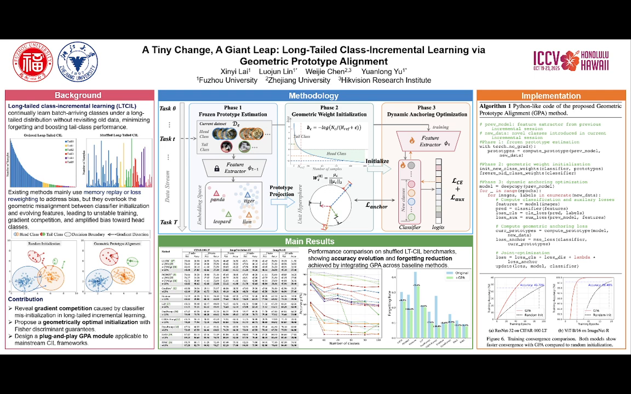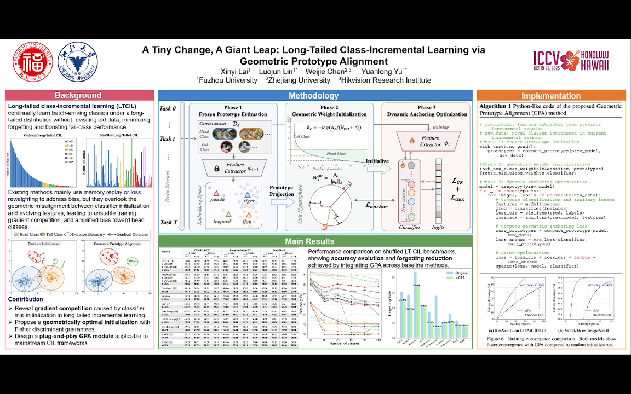Finally, let's look at Figure 6, which provides a theoretical validation. This figure shows the convergence acceleration achieved by GPA. Because we start from a geometrically optimal point, our model converges much faster, reaching the same accuracy in nearly half the number of epochs compared to random initialization. This not only saves computation, but also leads to a better final solution.